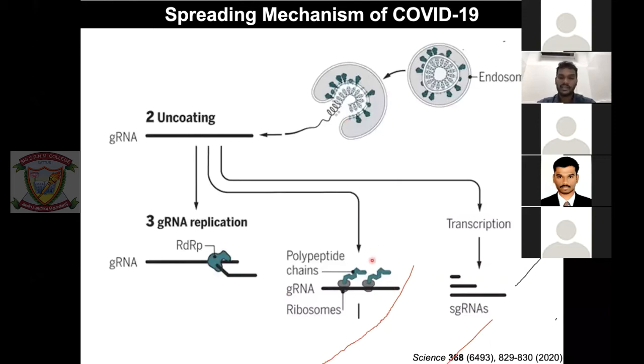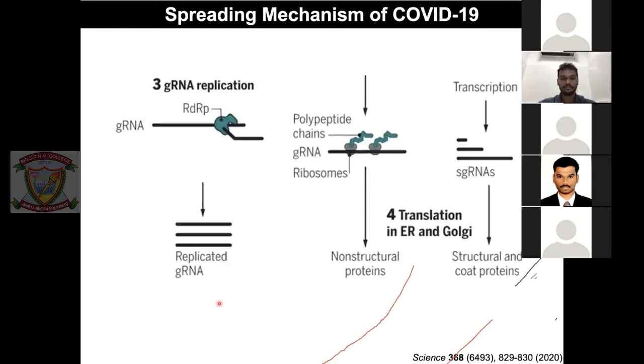And then there is this translation process that's happening. The polypeptide chains from the gRNA come together to make several polypeptides for making more and more virus, and the transcription also takes place for making more and more RNA. And these two drugs, remdesivir and favipiravir, are currently being used as inhibitors of RNA-dependent RNA polymerase to stop at this stage. At least we can stop the gRNA replication, genomic RNA replication process, so that we can block the viral multiplication at this stage.